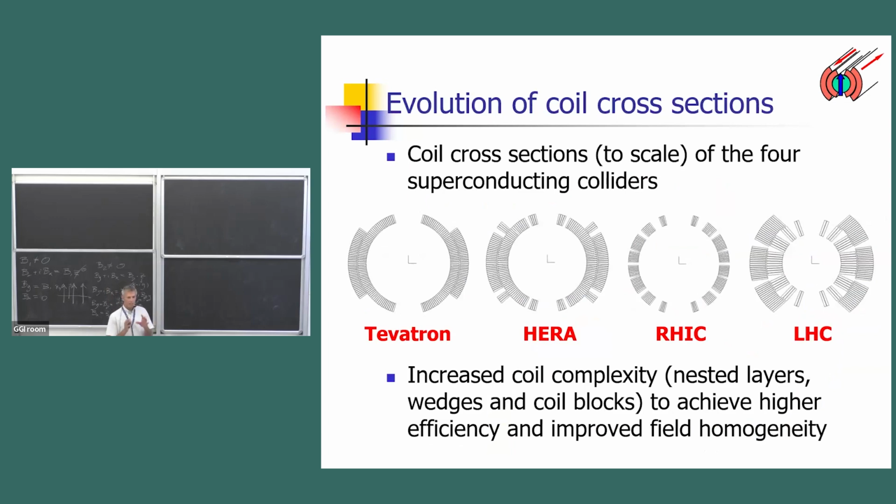As you will see, there's an increased number of blocks and angles you can play with, because even the spacing of these blocks allows you to tweak some of those higher order terms. So you can optimize the cross section to get what we call the geometric field quality, better approaching the ideal B1, the ideal dipole.